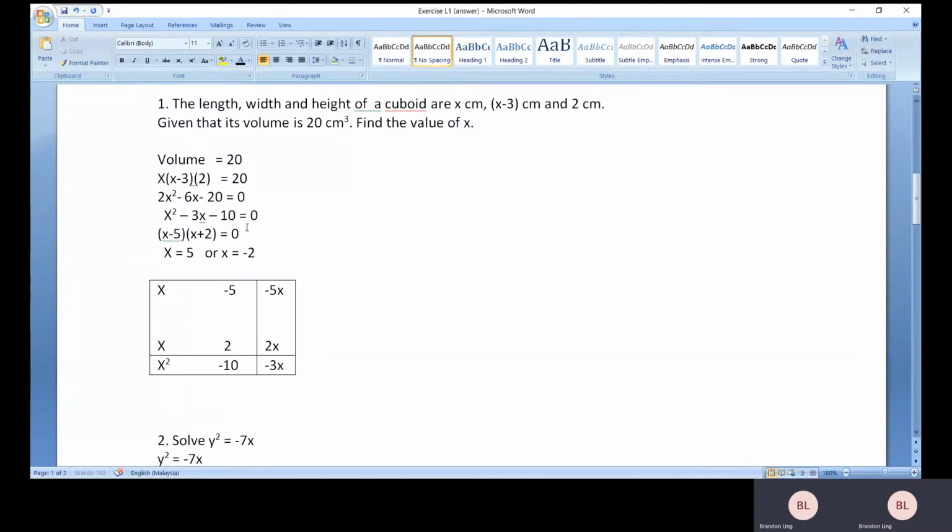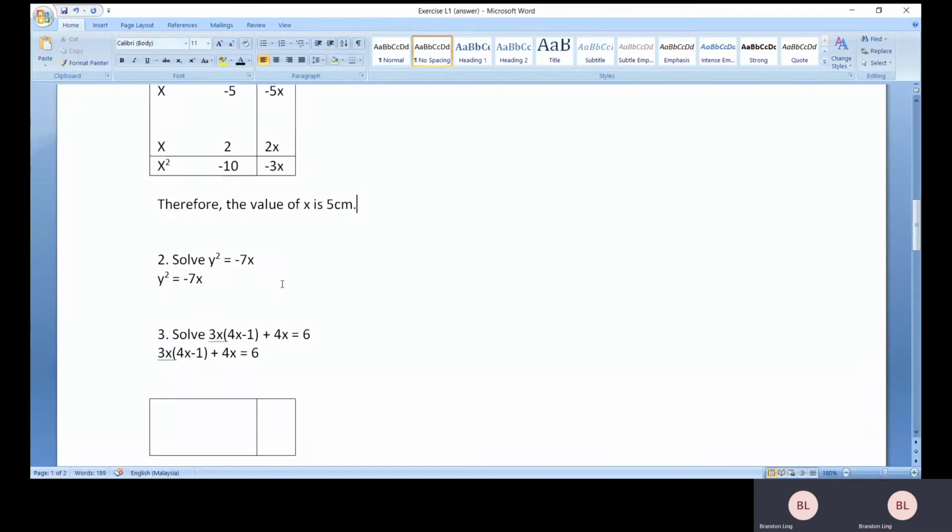If you haven't watched the video about the differentiation between quadratic equation and quadratic expression, please watch the previous video. So here you have x equals 5 and x equals minus 2, two possible answers. But which one is the correct one? The answer is x equals 5, because for length, width or height, you can never have a negative number. Therefore, the value of x is 5 cm. That's your final answer.